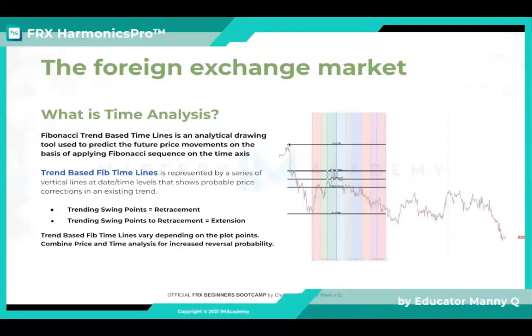So you know how we like to use the Fibonacci retracements from high to low, and then the market can pull up one-third to two-thirds of the swing before continuing? Well, let's talk about this. Trend-based Fib timelines is represented by a series of vertical lines at date or time levels that show probable price corrections in an existing trend. Meaning that just like there's a high, a low, and then a one-third to two-thirds retracement, there is also a time lapse in terms of the time travel of that correction.